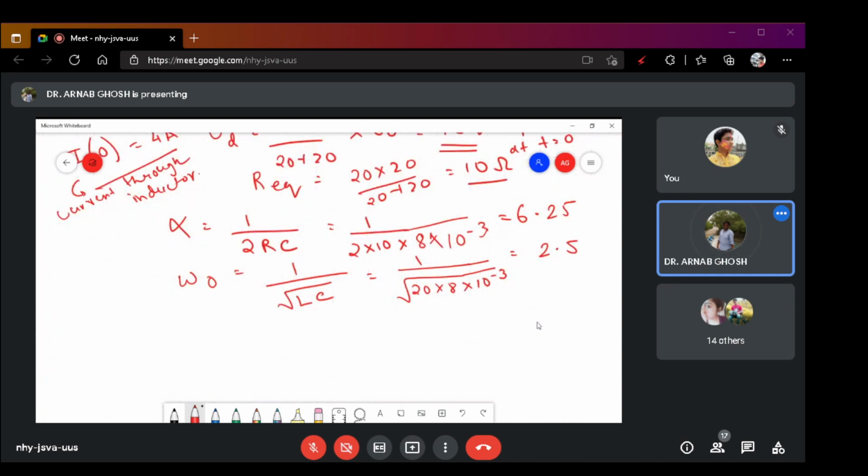So alpha is coming out to be greater than omega 0. So this is the overdamped condition.